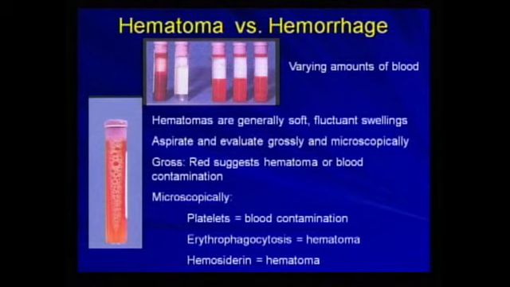Classically, the presence of platelets within the aspirate suggests that there was contamination of blood during the aspiration. It was a bloody stick. Because if you're dealing with a lesion of any chronicity, the platelets will have clumped and have been degraded long before. If you see evidence of either erythrophagocytosis, or as those red blood cells sit within macrophages, they will be broken down and you will get hemosiderin. If you see that, you are generally looking at a hematoma.